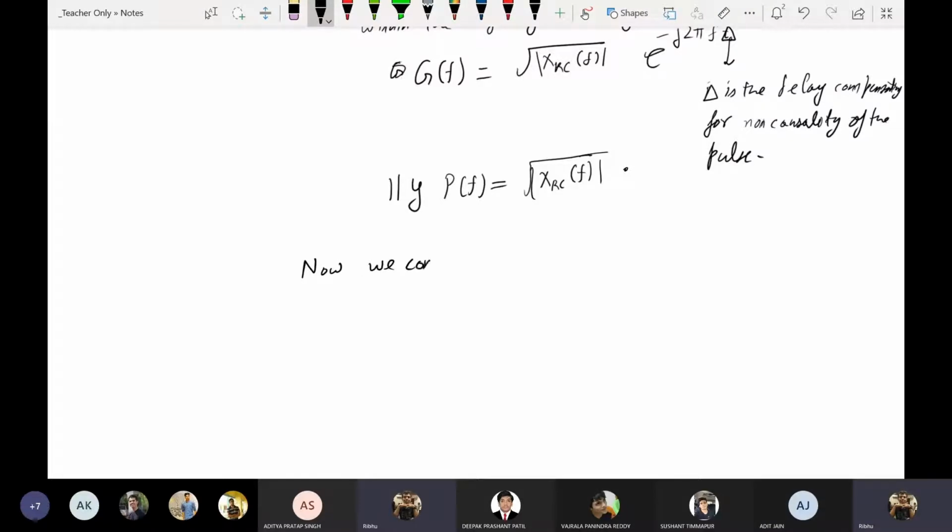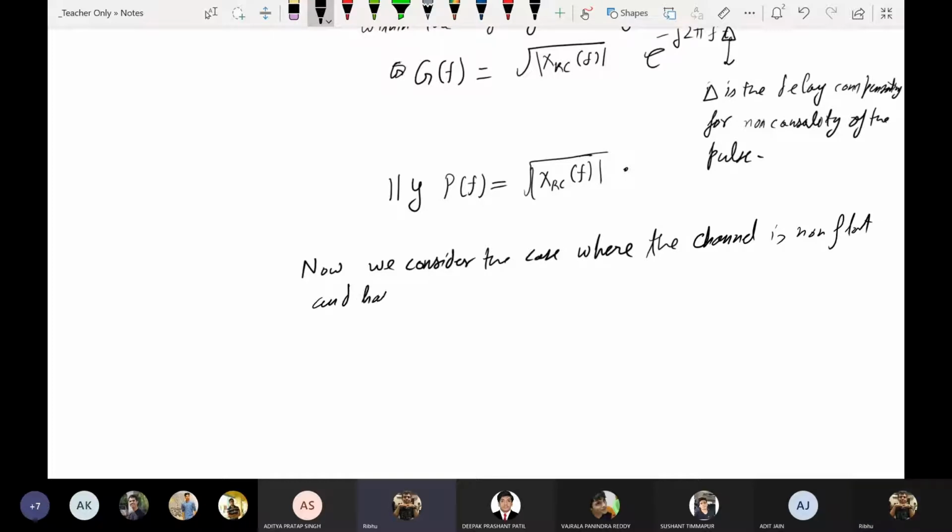Yes, now we consider the case where the channel is non-flat, with a response C(f).